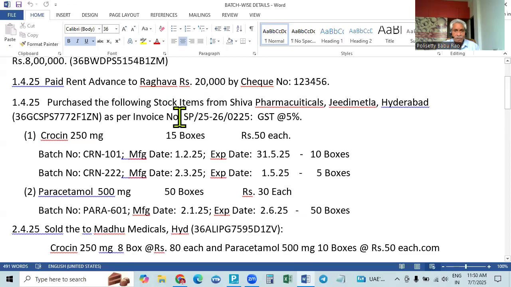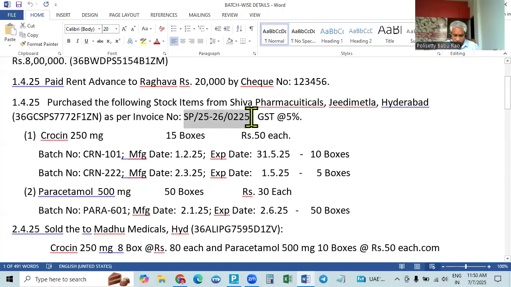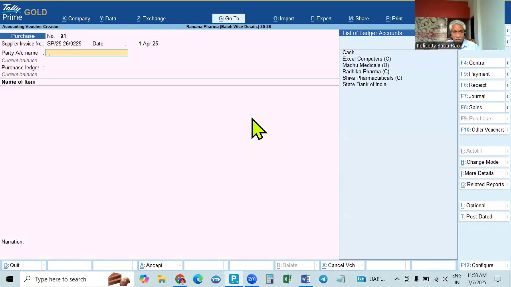And what is the name? We have to give the invoice number, the supplier invoice number. Copy that and give it here, or you can type. And the date is the same. And the party is Shiva Pharmaceutical, GD Metla. Here the name is not visible, so press the space bar and you will get the list of ledger accounts. Everything you will get in the list there.